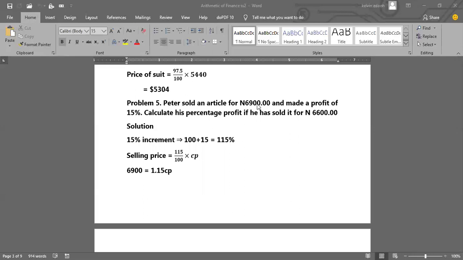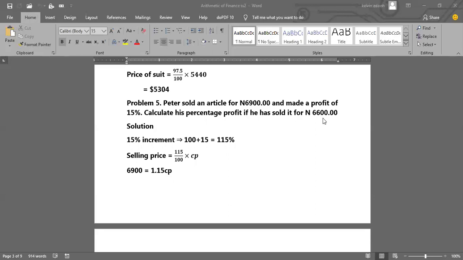sold an article, this is the cost price, isn't it? And so this is the selling price. So he sold this article at 6,900 naira and made a profit of 15%. Now we are asked to calculate the percentage profit. What will be the percentage profit if we sold this material for 6,600?